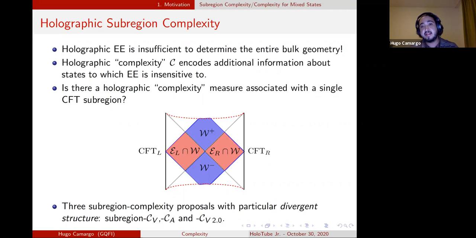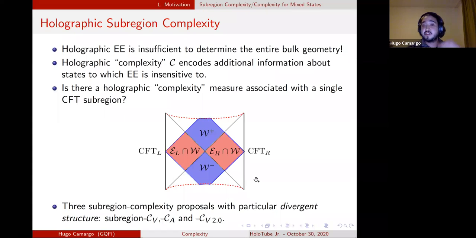Now, these proposals were originally made for pure states, for the thermofield double state, which captures information from the two CFTs living on the two conformal boundaries of this spacetime. Soon thereafter, there were ideas of what would be the correct quantity to look at if we're only considering one copy of the conformal field theory. Hence, there were these subregion complexity proposals that came into place, which I will describe now.